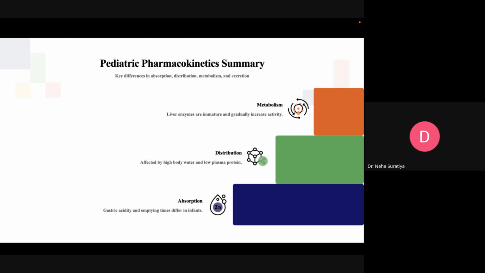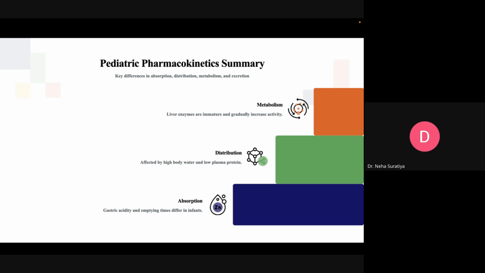Absorption, for example, I can say gastric pH is very high in infants, guys, and gastric emptying is very slow. Again, repeating, gastric pH is high, emptying is slow. So some drugs may be absorbed very slowly and very unpredictably. Absorption related things. Distribution, obviously they have higher total body water and lower plasma proteins. High body water, low plasma proteins. So the free drug concentration can increase in the pediatric population, and we have a high risk of toxicity related to distribution.